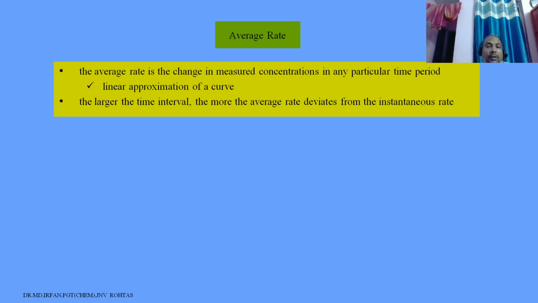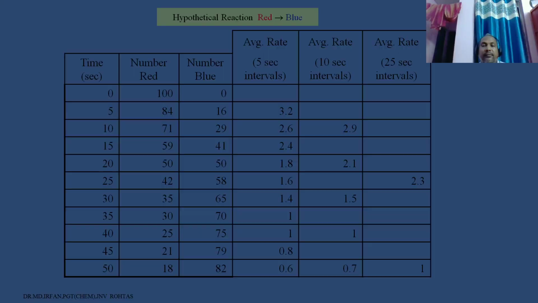Larger the time interval, more the average rate deviates from the instantaneous rate. आगे हम लोग देखेंगे कि instantaneous rate क्या है. Actually, the rate measured at any moment or instant is known as instantaneous rate, and the rate of reaction measured in a particular time period is known as average rate. The larger the time interval, the more the average rate deviates from the instantaneous rate.